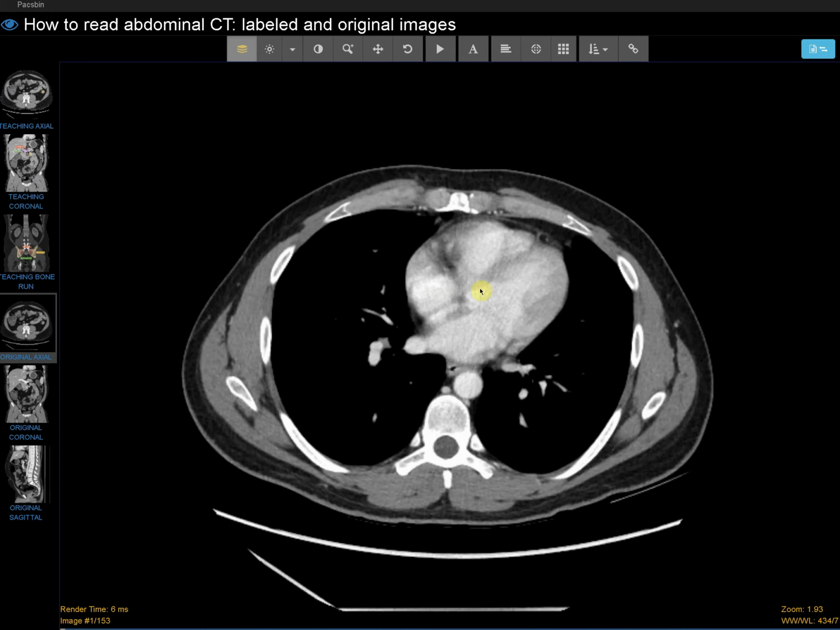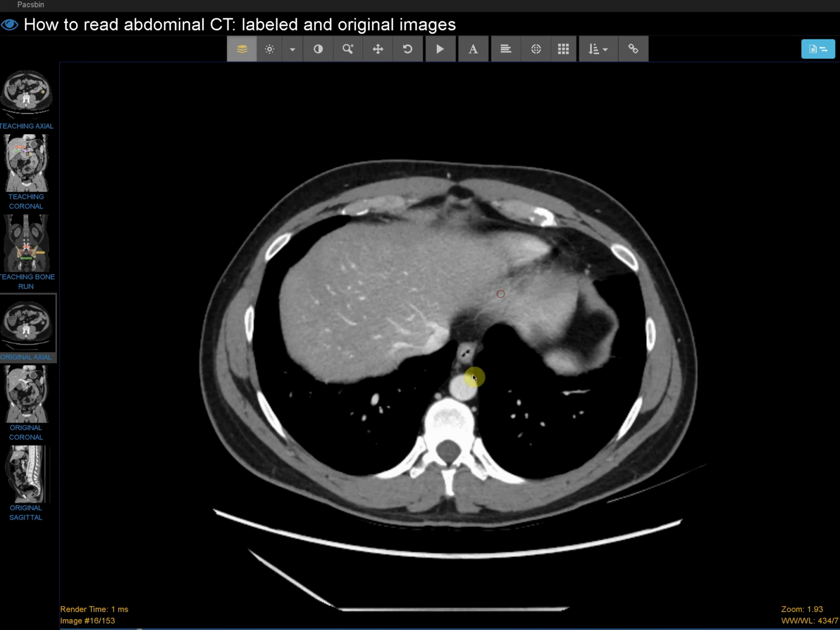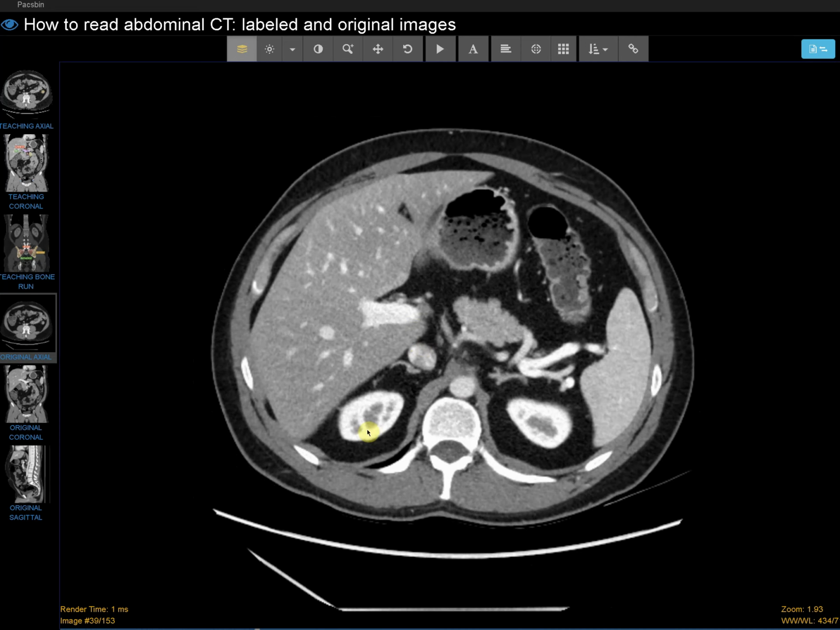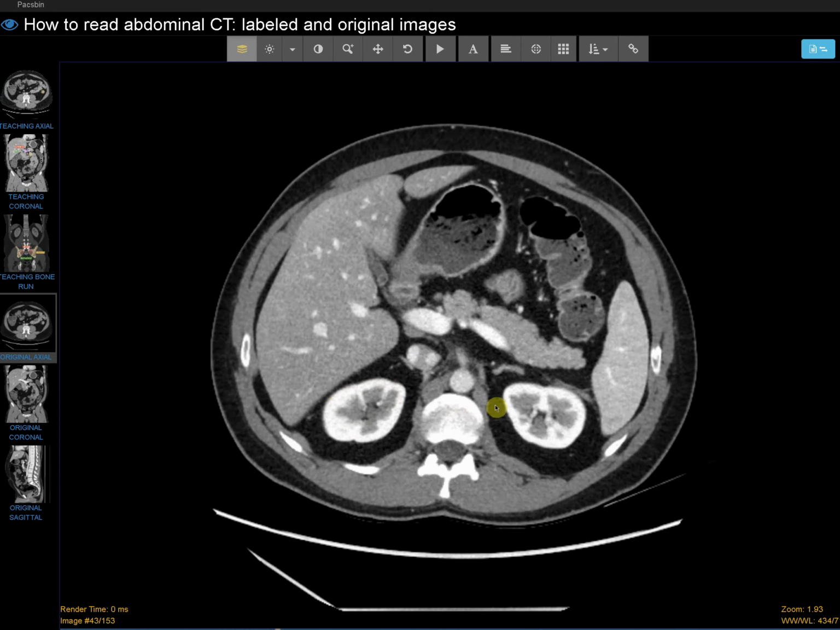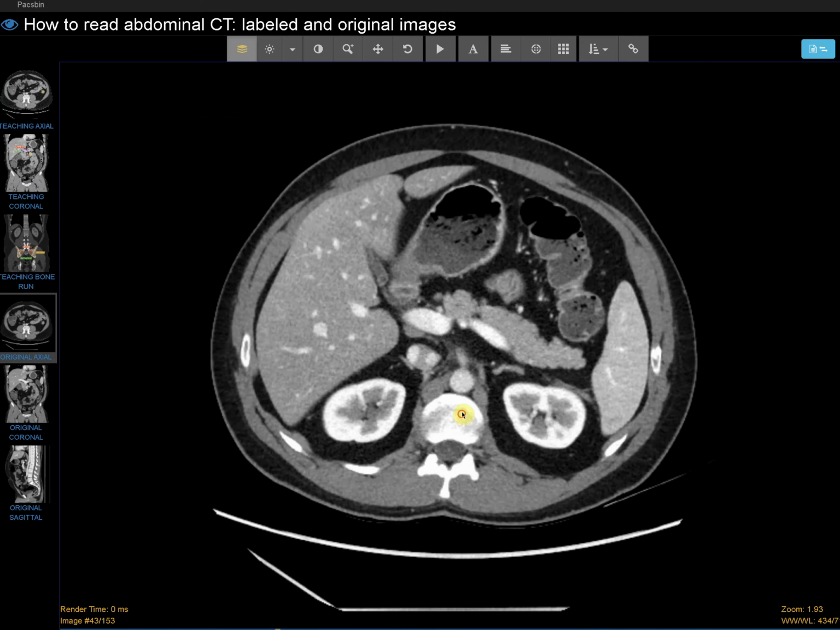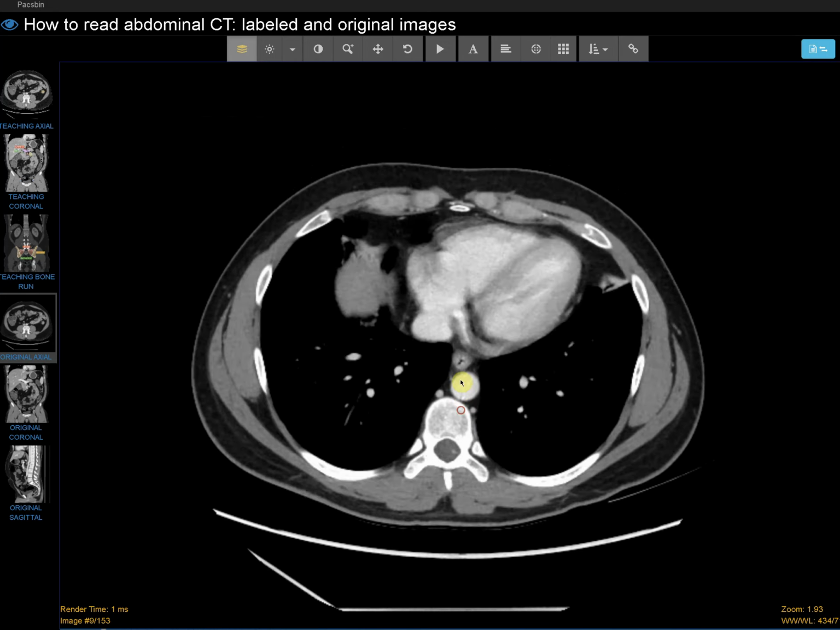If we go back to our CT taken with IV contrast, then there's a lot of contrast in the aorta, in the hepatic veins, portal veins, and just compare the kidneys that we see here to the kidneys that we see here without IV contrast. So that's usually the best way. Now let's go back to the anatomy.